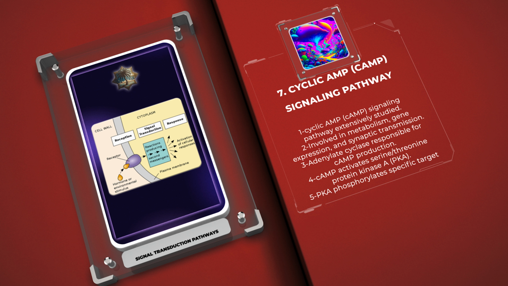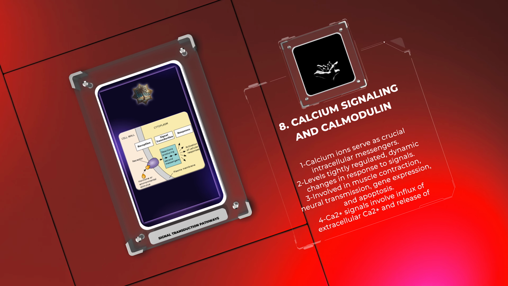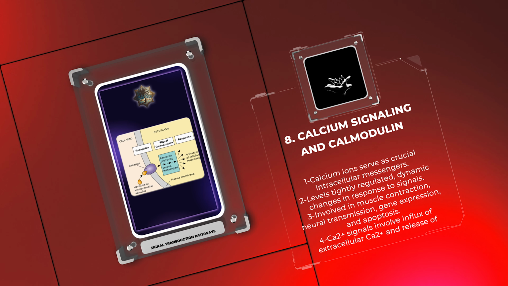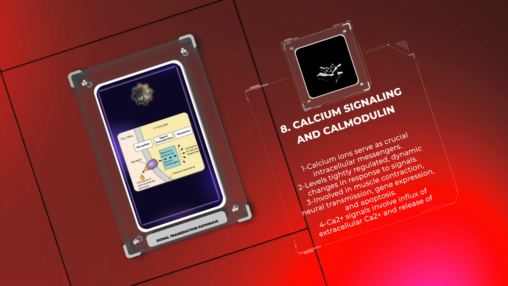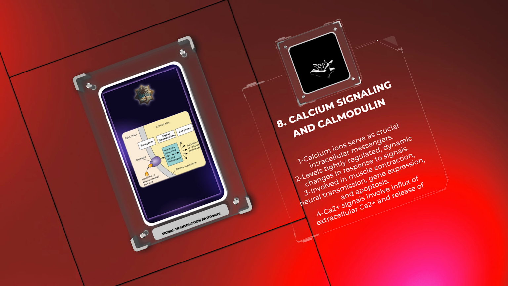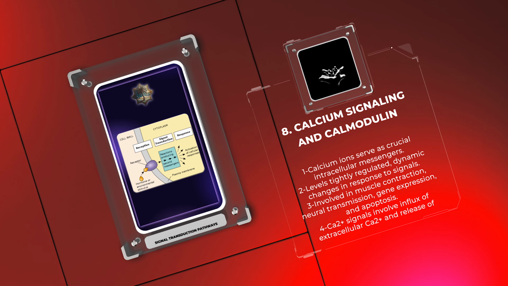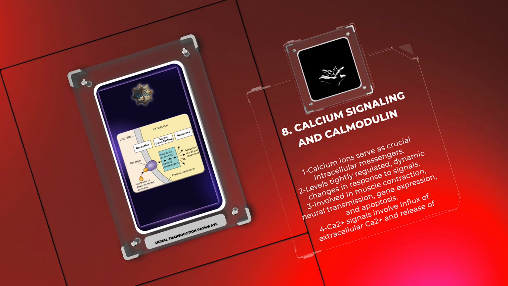Calcium ions, Ca2+, serve as crucial intracellular messengers in various signaling pathways. Intracellular Ca2+ levels are tightly regulated and change dynamically in response to extracellular signals. Ca2+ signals are involved in processes such as muscle contraction, neural transmission, gene expression, and apoptosis. Ca2+ signaling involves the influx of extracellular Ca2+ and the release of stored Ca2+ from intracellular compartments. Calcium-binding proteins, such as calmodulin, sense changes in Ca2+ concentration and modulate the activities of target proteins. Calmodulin, for instance, can activate or inhibit enzymes, ion channels, and transcription factors.